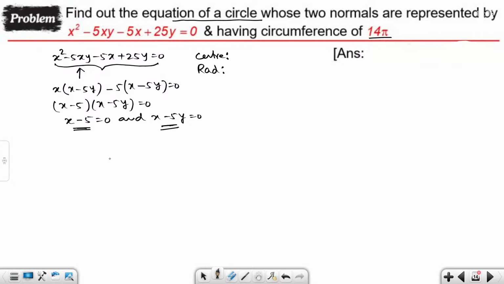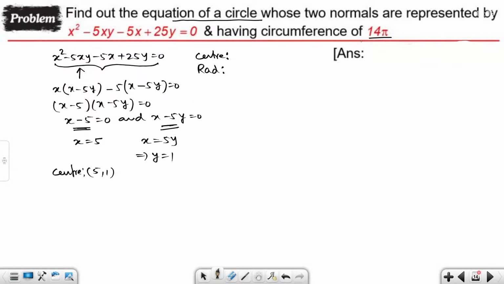Am I correct? Okay, so now if I solve this, we are getting x as 5, and from here we are getting x as 5y, so that implies y as 1. Is it clear? Therefore, the center is at (5, 1). Now the question comes, what is its radius? Because I want to find out the radius also to find out its equation.